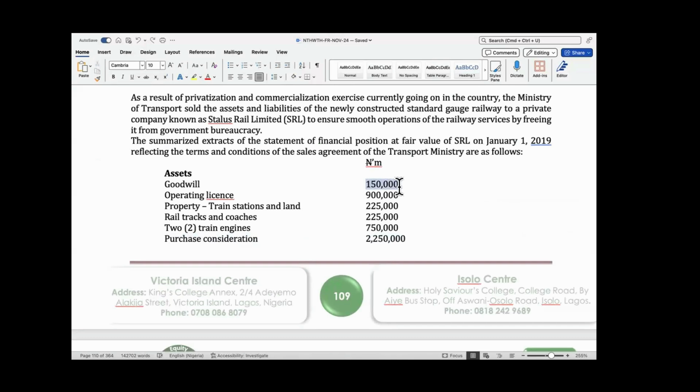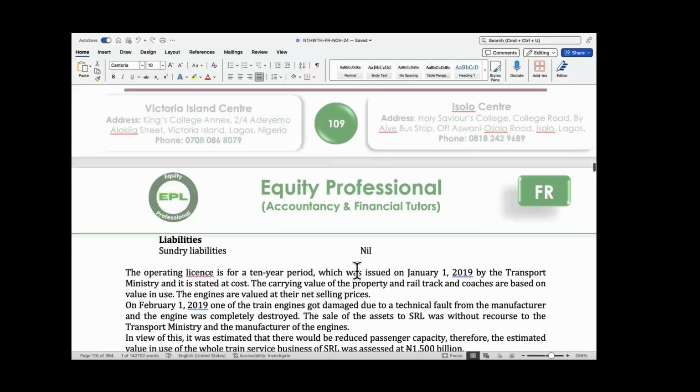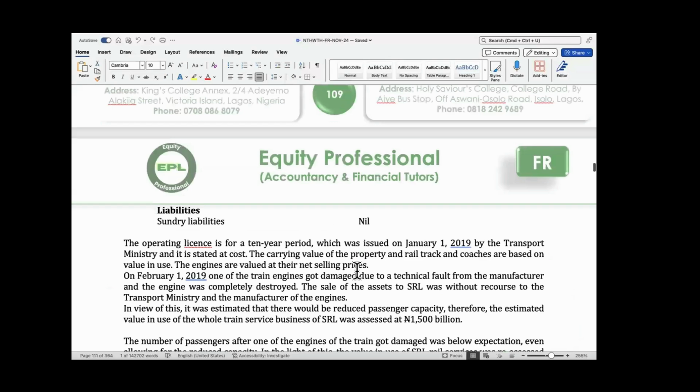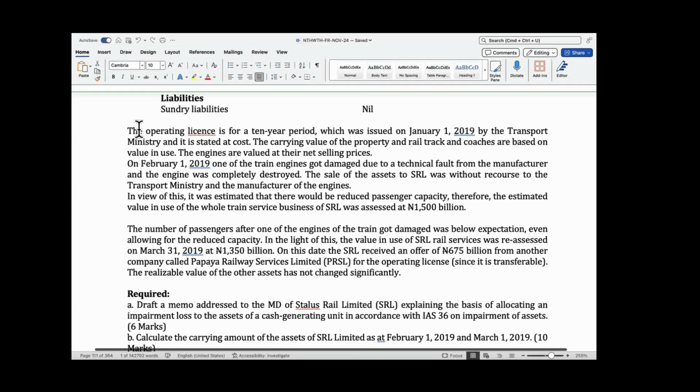Then liabilities nil. So I want to believe that this purchase consideration is the addition of all of this. In fact, it is the addition of this 150. By the time you add them together, it should give you this. This is the total. This is how much this company bought that station from the government. So these are all the assets of theirs right now. And this is the total. And they have zero liabilities.